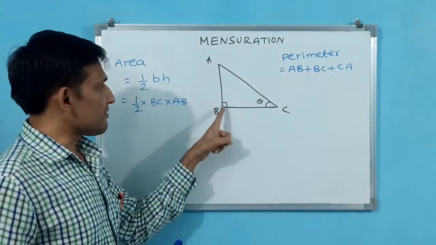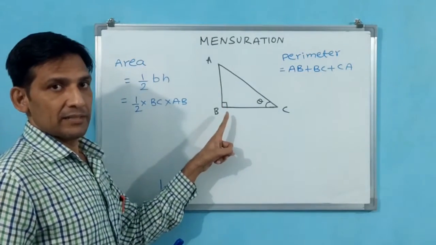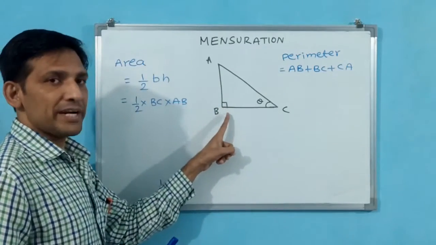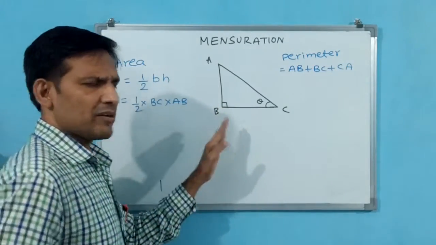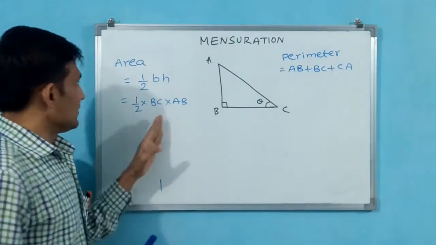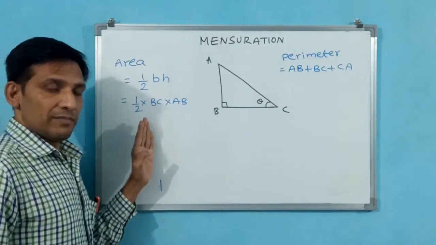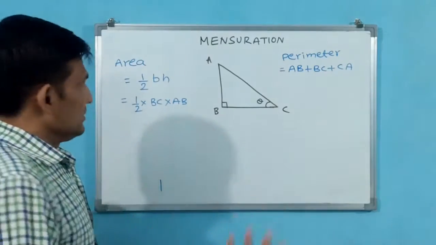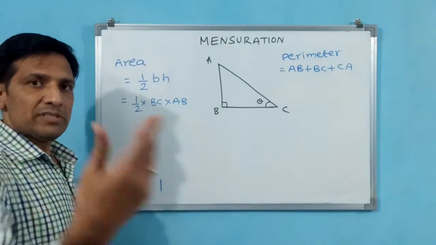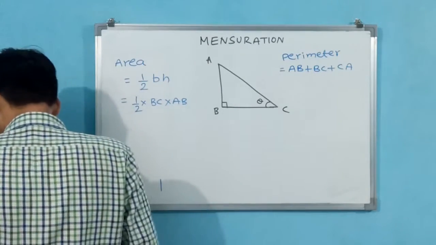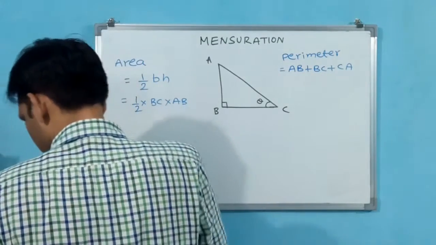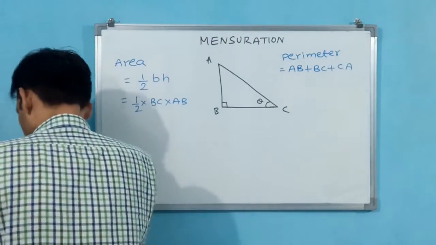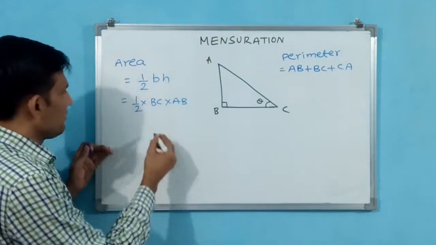A right angle triangle has 90 degrees for one angle. Among the 3 angles, one angle should be 90 degrees, then only it is called a right angle triangle. I have already explained to you. This is the area for a right angle triangle. After the right angle triangle, we will see the equilateral triangle.